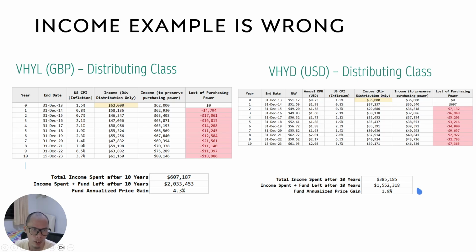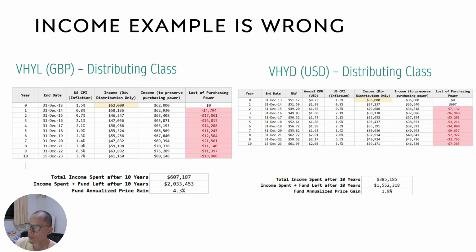If we take a look at both these two distribution classes, the average returns are different. One is 4.3%, one is 1.9%. Now, how come there's a difference if the underlying is the same? Because it's denominated in different share classes, the annualized returns will be slightly different.